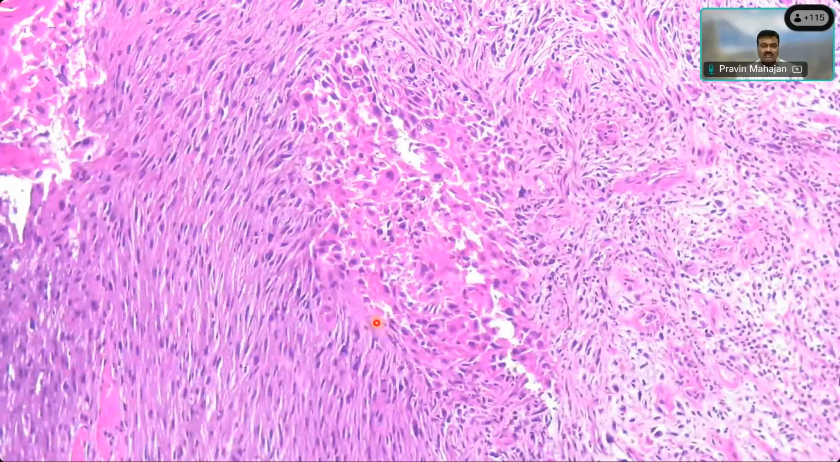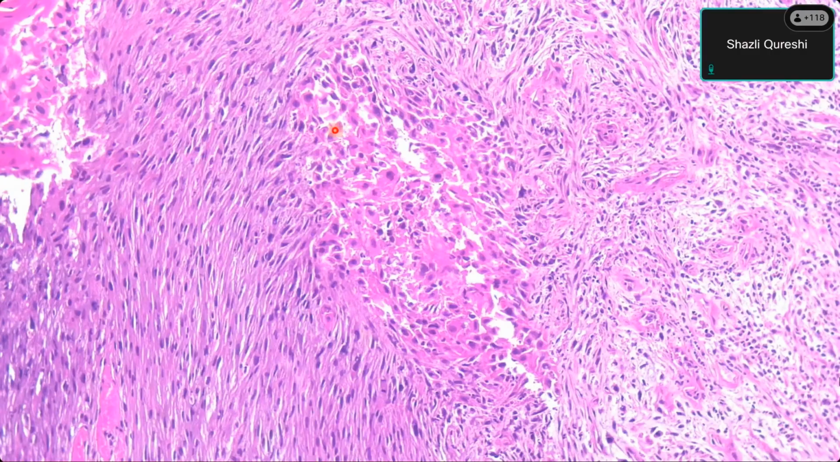Okay. But let us assume here I did the serial deep cuts and then one of the cuts showed this. Can you describe now in the center? What is this? It's a necrosis. This is not a necrosis. So these are like spindle cells here. Within this spindle cell proliferation, you see a nest of what kind of cells are these?